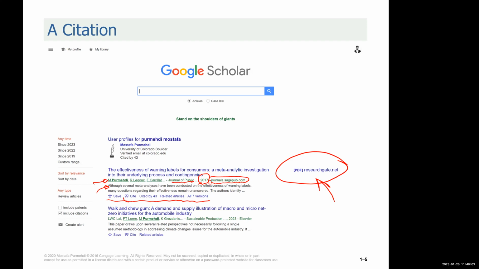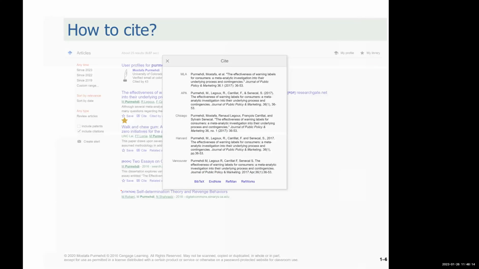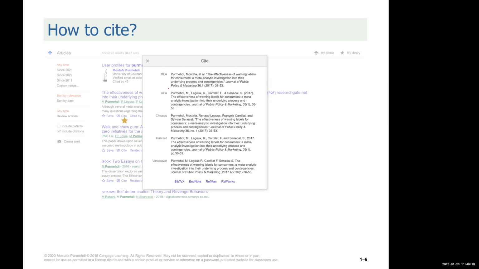The most important of which is this one that says cite. You need this to be able to cite it in your work. And when you click on it, it looks something like this. Here you have different styles of citation: MLA, APA, which is our favorite, Chicago, Harvard, and I did not know there was a Vancouver. And these buttons are for different software. So EndNote or BibTeX, some people use different software other than Microsoft Word. But for you and I, this is where we go.